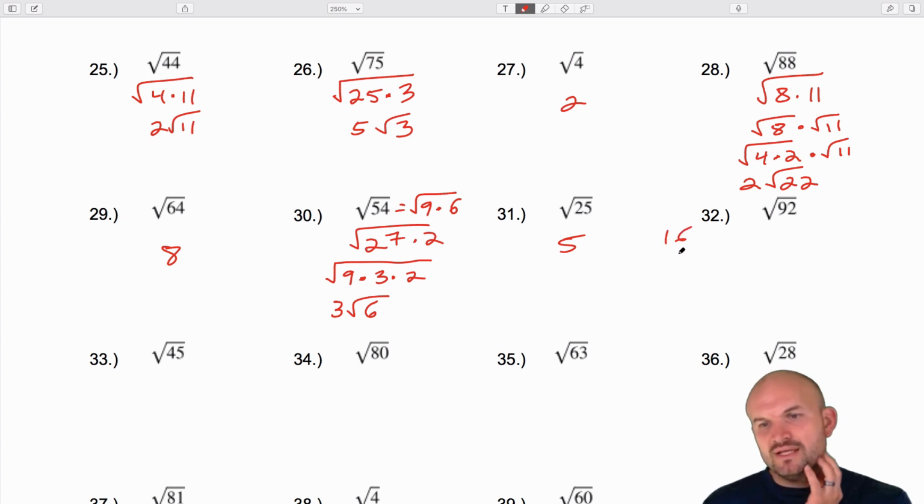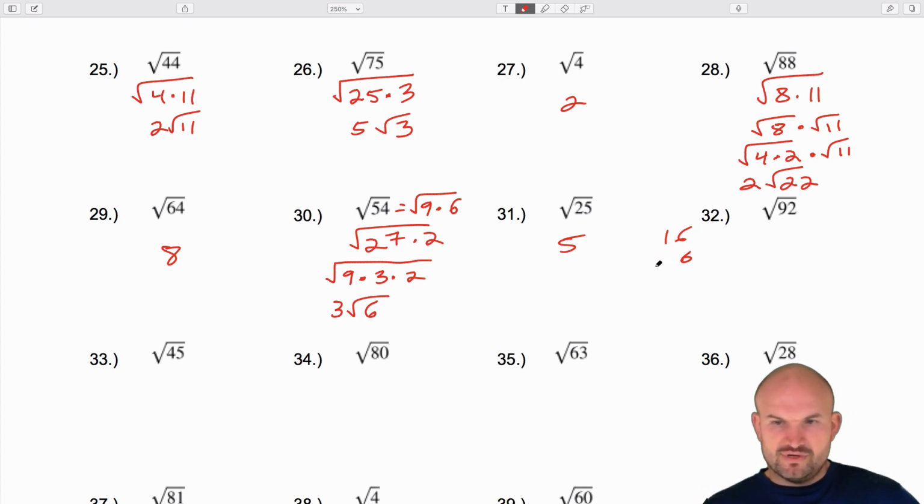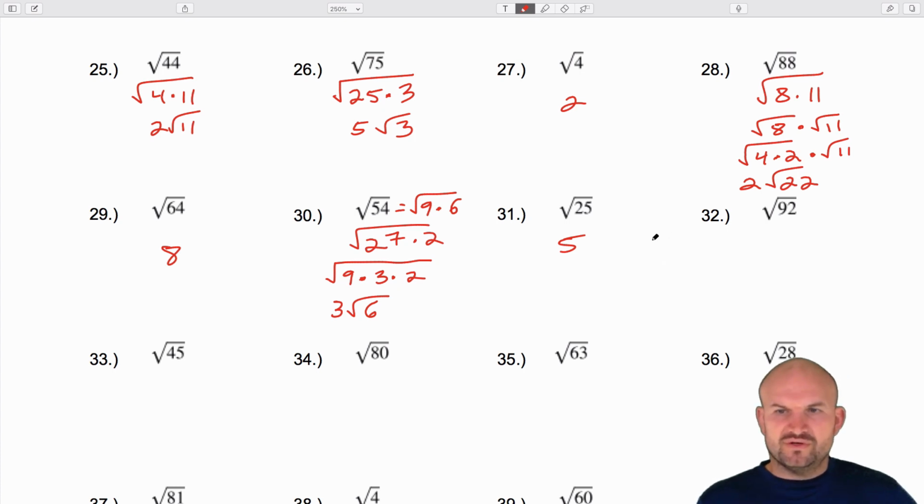So 16, let's see, times 6, that's going to be a 90. No, that'd be a 96. So that's not going to work. Let's see here. And 4, that would be a 40. That'd be a 52. Oh, that does work. Okay, so let's break that down.